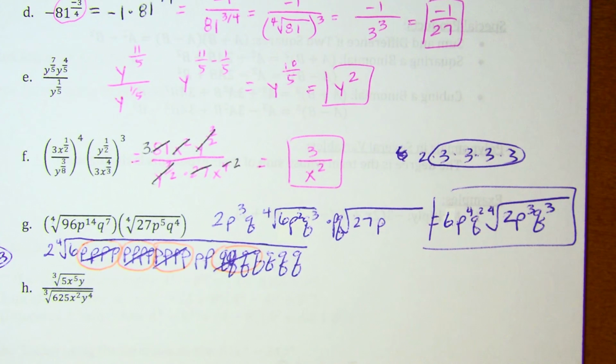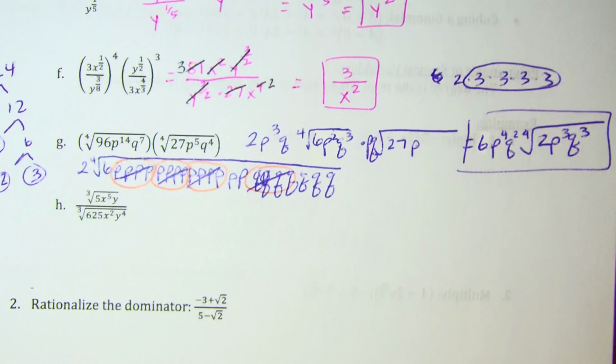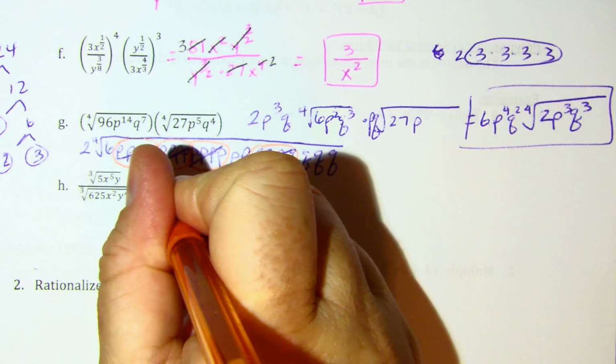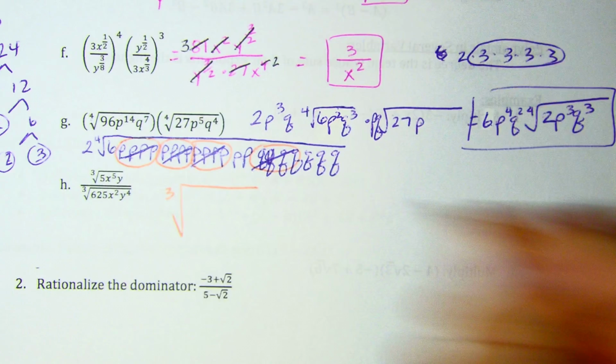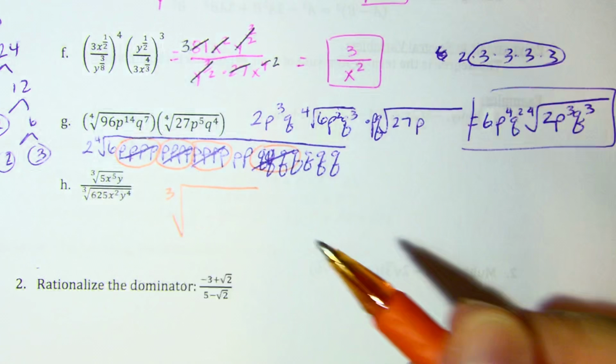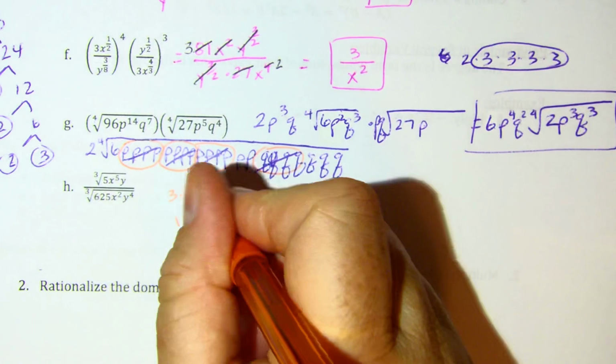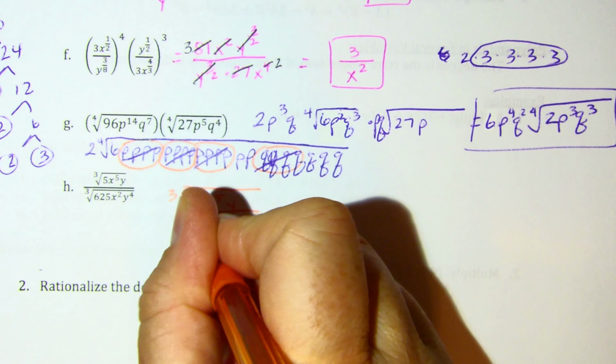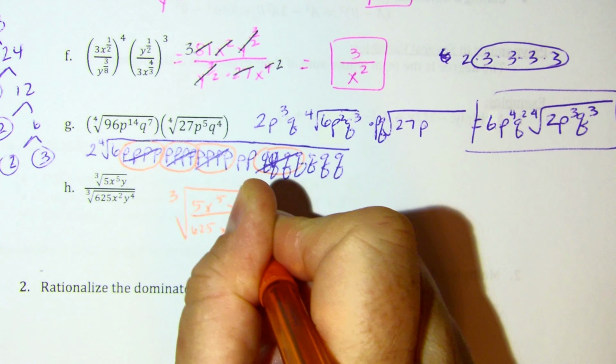All right, this next one we're going to go ahead and go through really quickly, but I'm seeing that this video is getting really long, so I'm going to try and do it pretty fast. These are both cube roots, so we can go ahead and put this all underneath one fraction. 5x to the 5th y and 625x squared y to the 4th. Let's go ahead and simplify this.